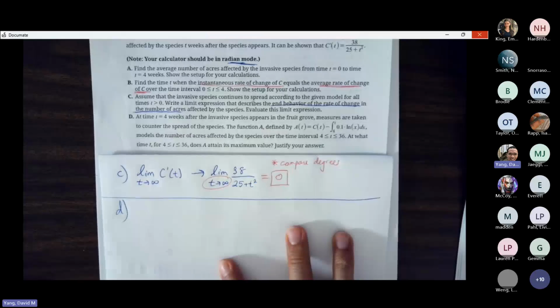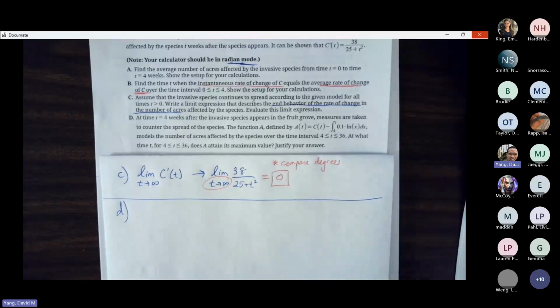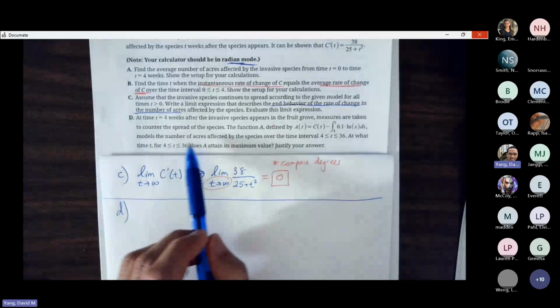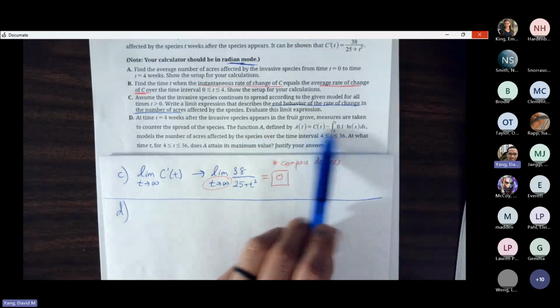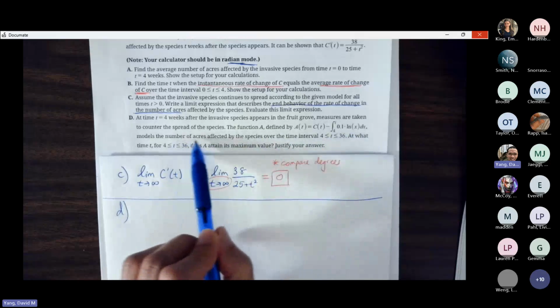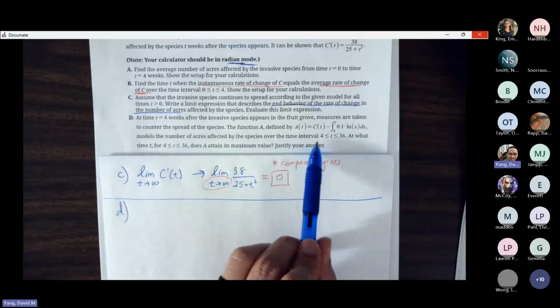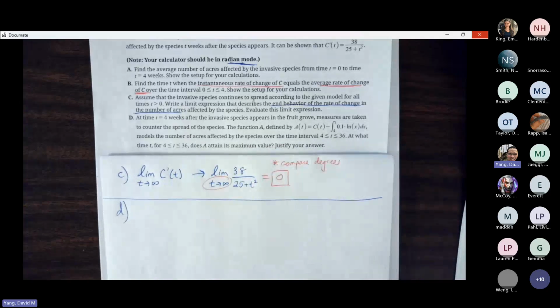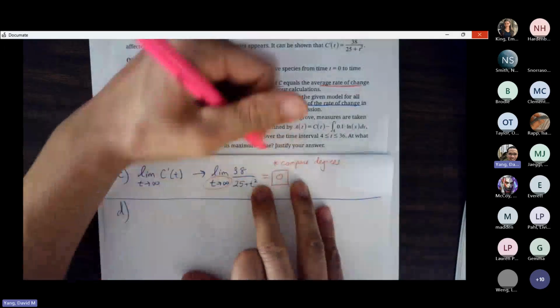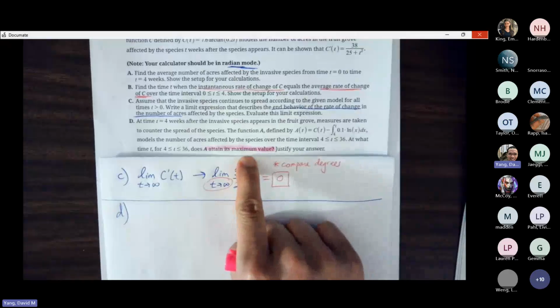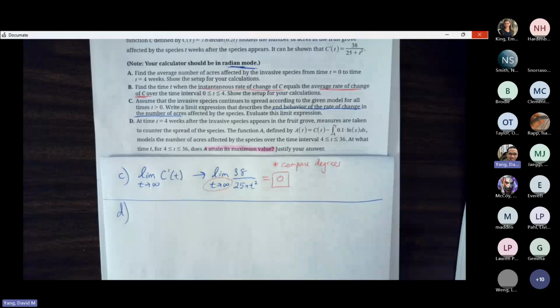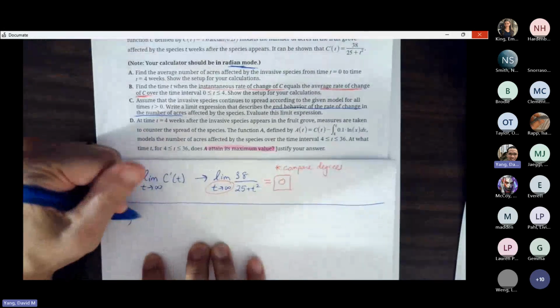Part D. At time t equals 4 weeks after the invasive species appear in the fruit grove, measures are taken to counter the spread of the species. The function A, defined by A of t, so this mess of A of t here, models the number of acres affected by the species over the time interval from 4 to 36. At what time does A attain its maximum value? So there's a key word here trying to get us into a specific way of working this problem. They're mentioning finding a maximum value. That should hint to us that we're going to be applying extreme value theorem.